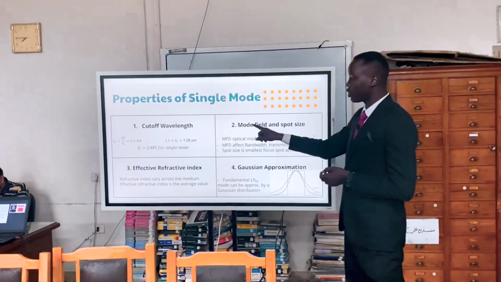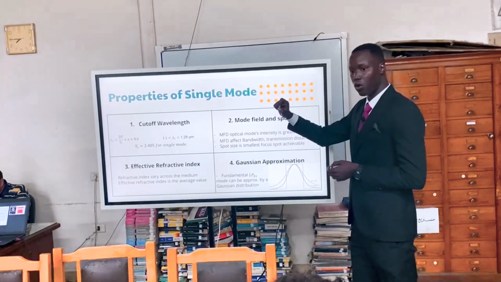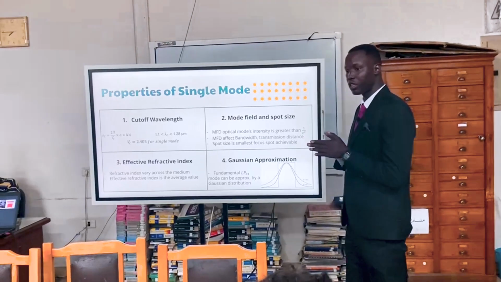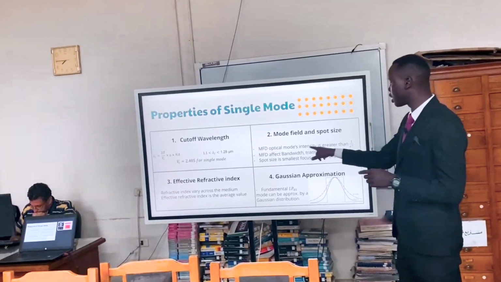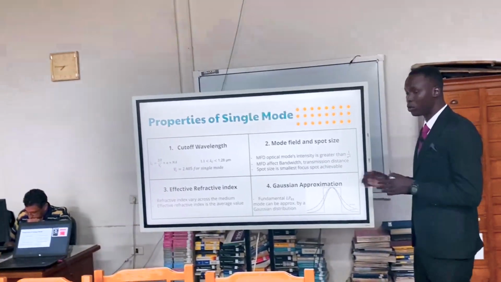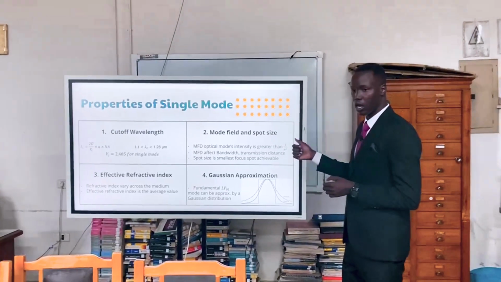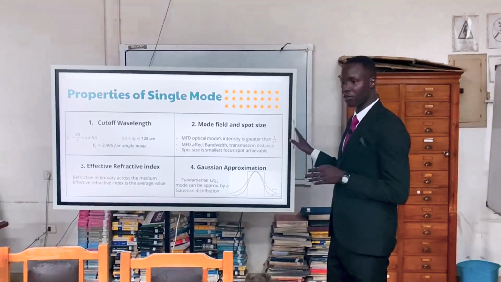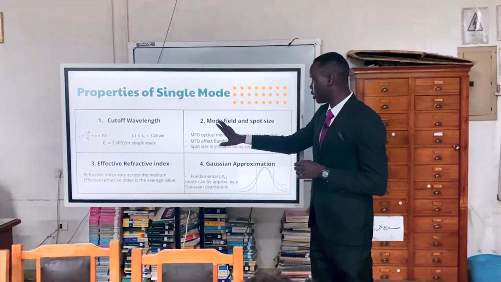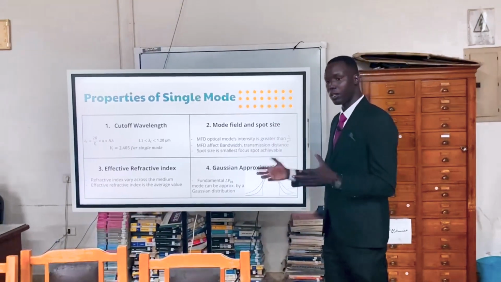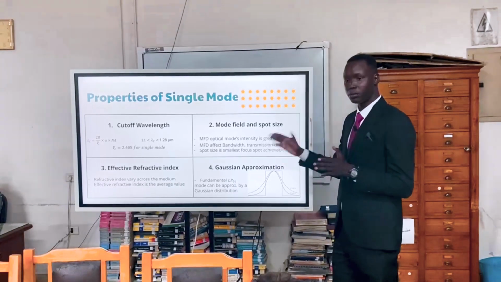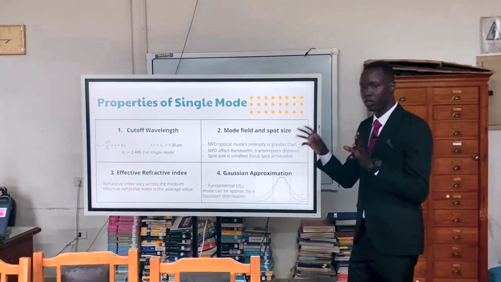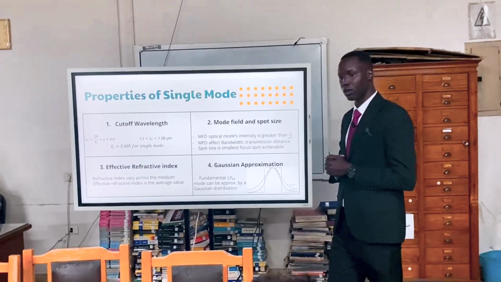Another important thing, instead of only focusing on the core diameter, is the mode field diameter. The mode field diameter guarantees that the optical mode intensity will be greater than 1 over e, which is nearly about 13% of the peak value. This diameter is important because it determines the bandwidth and also the transmission distance. We also have a spot size, which is the smallest focus we can get from this diameter to transmit the light.